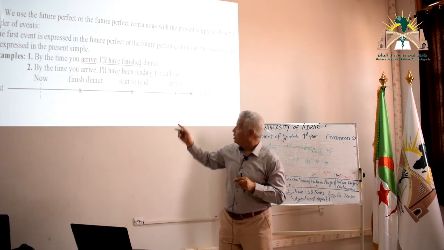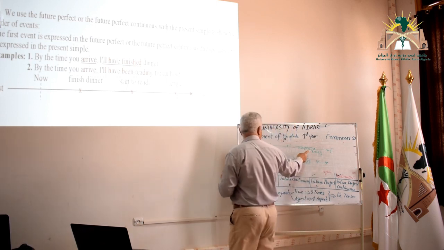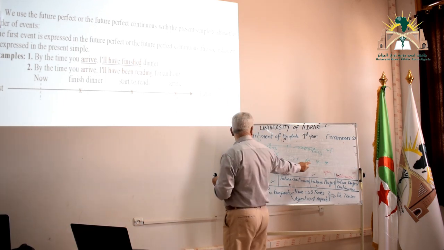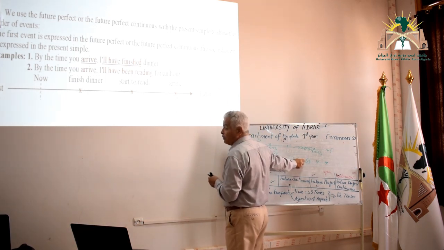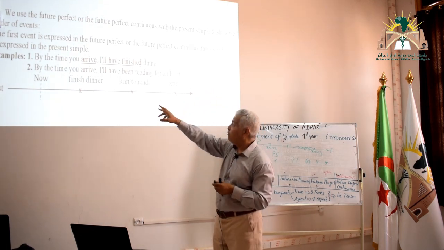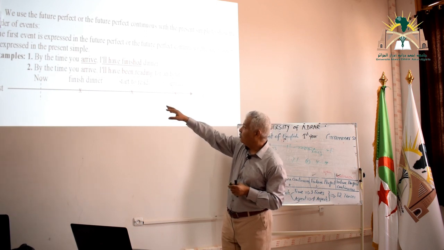We have examples here. The first event is expressed in the future perfect, or future perfect continuous if it happens or will happen in progress. And the second event is expressed in the present simple. Look at the examples that we have here.